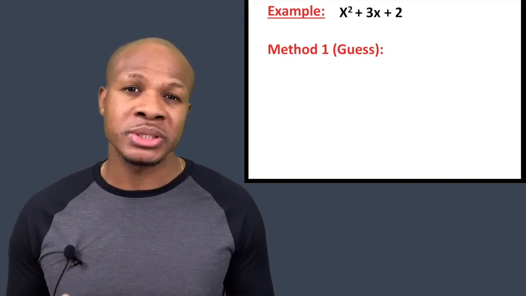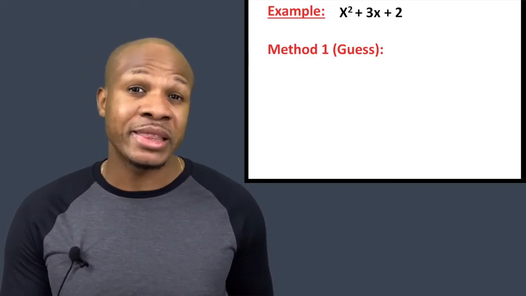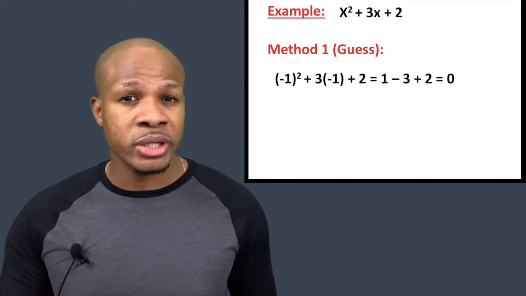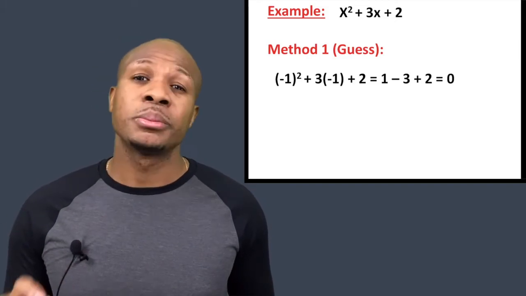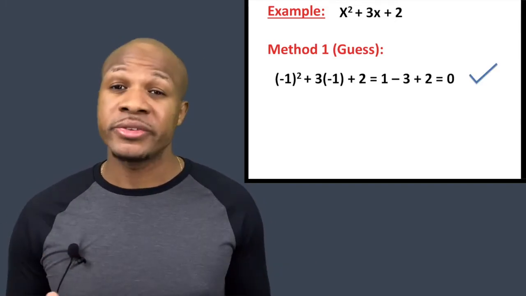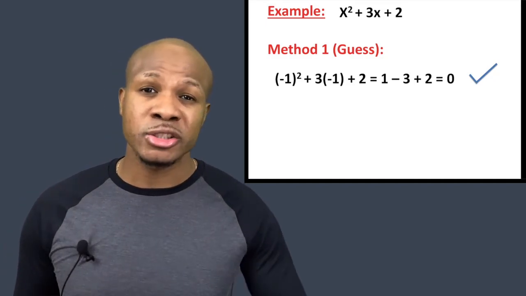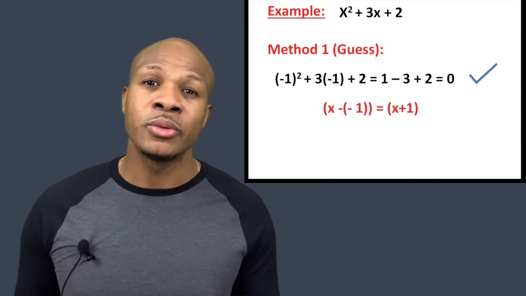Now, clearly 0 is not going to work, because if we plug in 0 in for x, we get 0 plus 0 plus 2, which equals 2. But you can kind of look at this polynomial and tell that -1 would work. Because if you plug in -1, you get -1 squared, which equals 1, plus 3 times -1, which equals -3, plus 2, and that equals 0. Perfect. So that tells you that one of the factors of this polynomial would be x minus the root, and in this case the root is -1, so we get x minus -1, which is x plus 1.